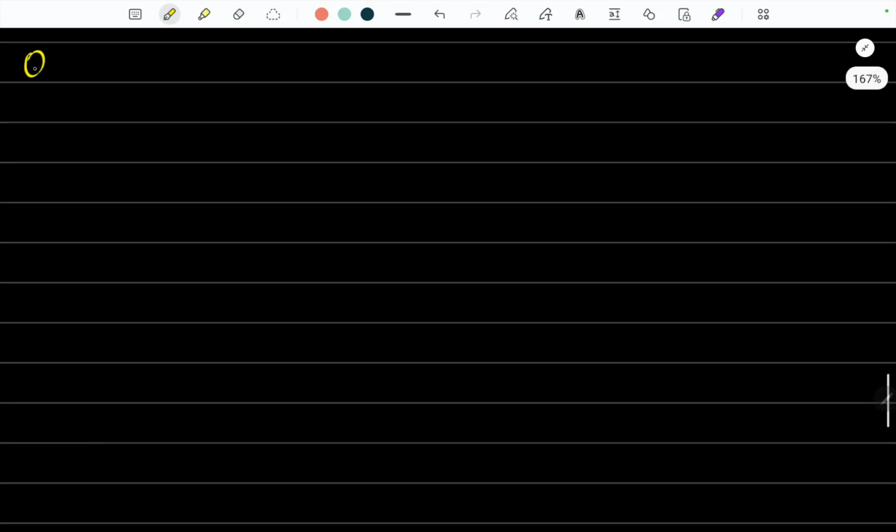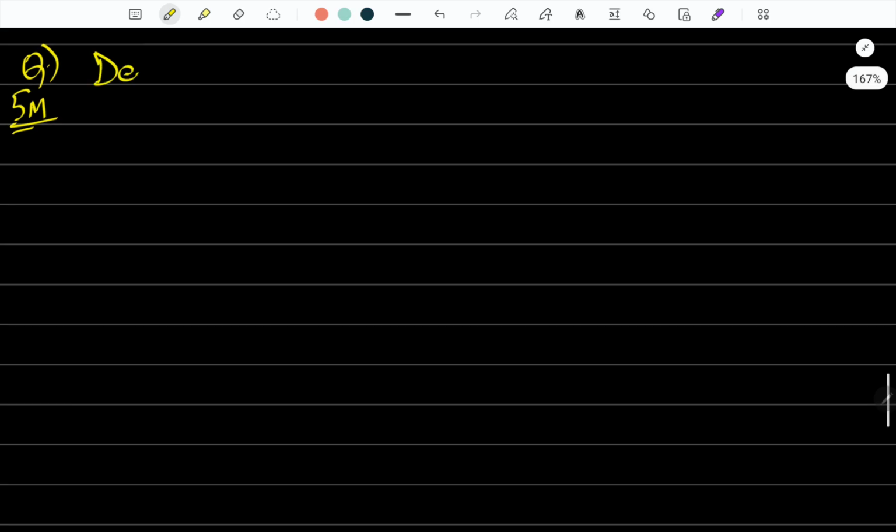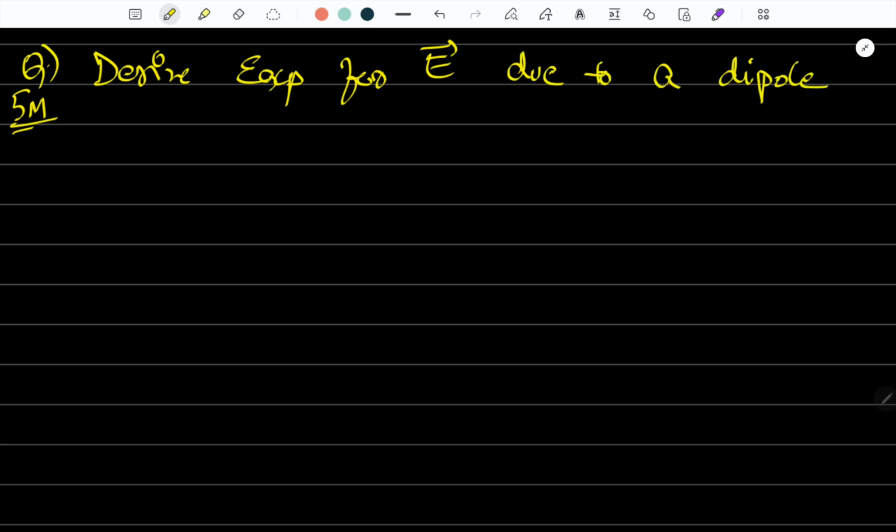In the same way, let's move on to the next question, a very important question, another 5-mark derivation from the first chapter. Derive the expression for electric field due to a dipole at a point on the equatorial line. This is the question. I hope you have come across this question also. Now let's move forward. How to solve this particular question?